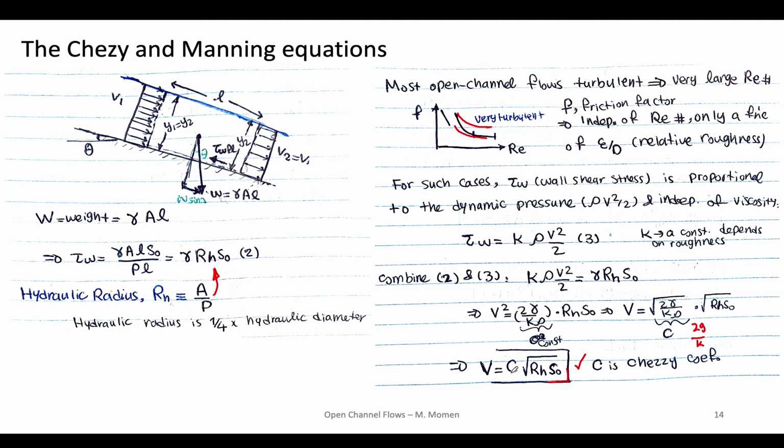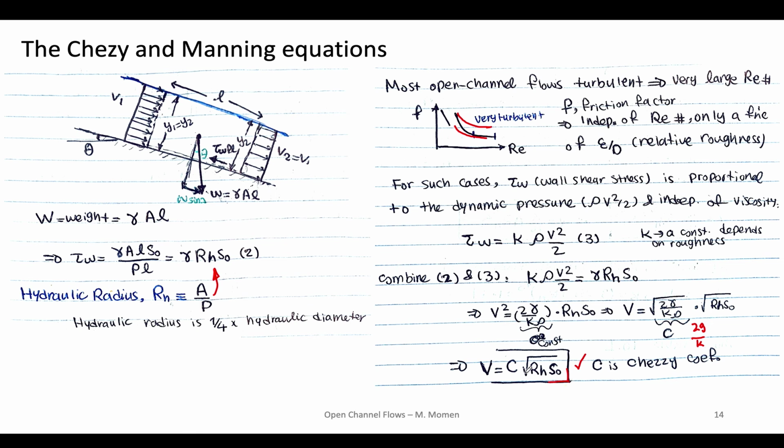V equals C, where C is the Chezy coefficient, which depends on the roughness of your channel, multiplied by the square root of R_H, the hydraulic radius, A over P, times S naught. Very, very simple formula.